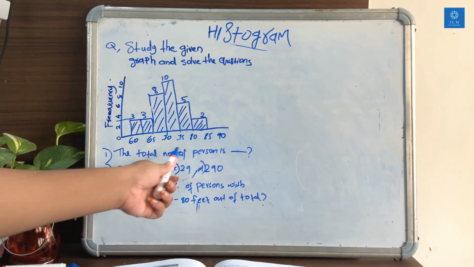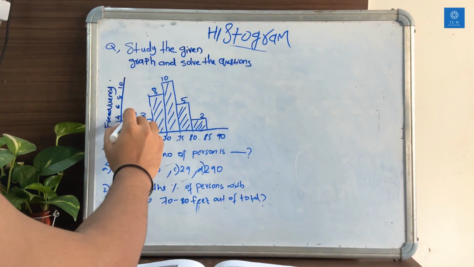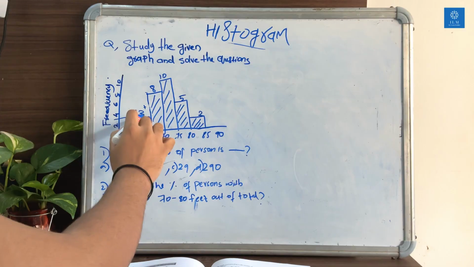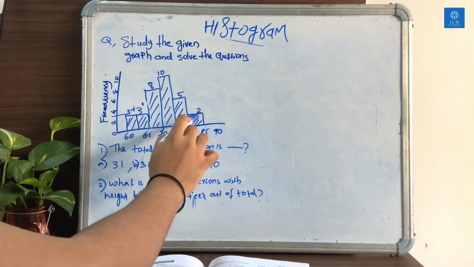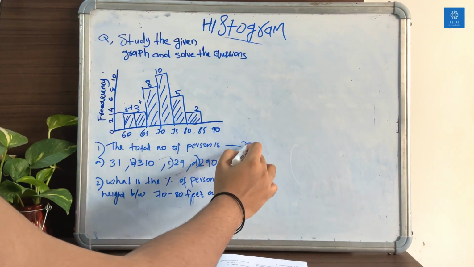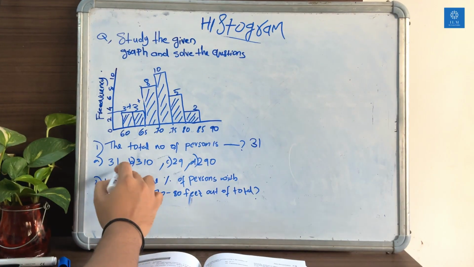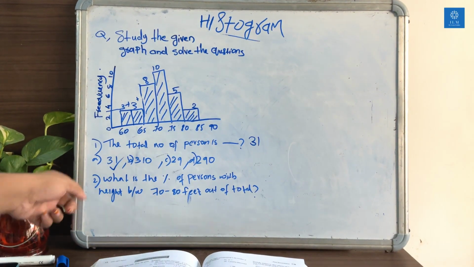So here the total number of people will be the sum of all these values: 3 plus 3 plus 8 plus 10 plus 5 plus 2, that will be 31, right? So it will be option A, 31.